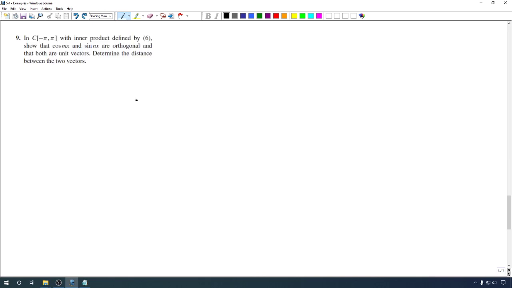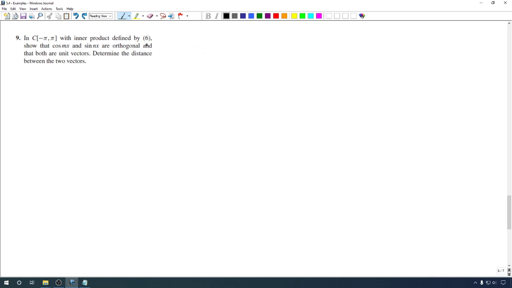Finally, let's look at problem 9. Here we're going to again look at our same kind of idea with continuous functions on an interval. Our vector space here is going to be continuous functions on negative pi to pi, and we're going to have an inner product defined by an integral.